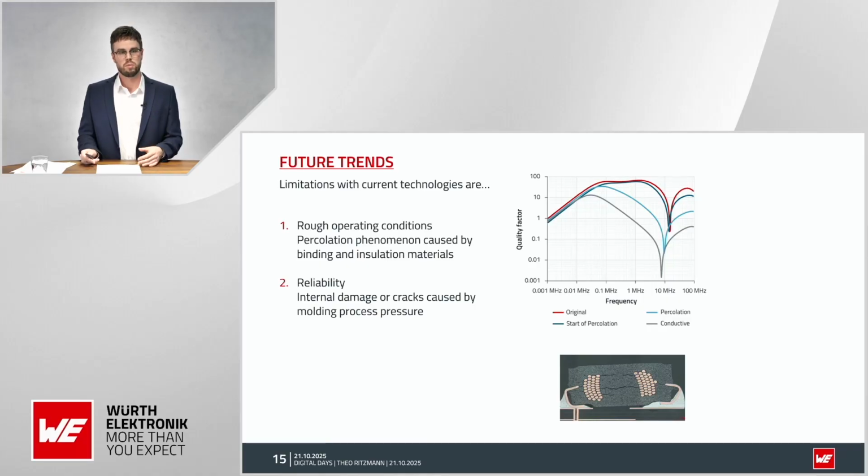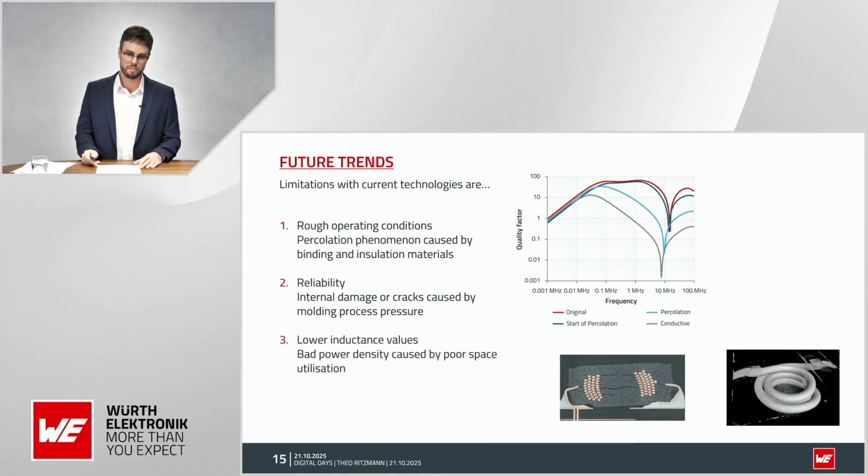Then we can also have some reliability issues. Due to the pressure in the molding process, there can happen some internal damage or cracks in the molding product. And then, similar to the ferrites, we're coming to a point where the inductance values need to get lower and lower. And this means that with these materials, we need only a very small amount of turns. And therefore, we have again poor space utilization and not that good power density anymore for these very low values.